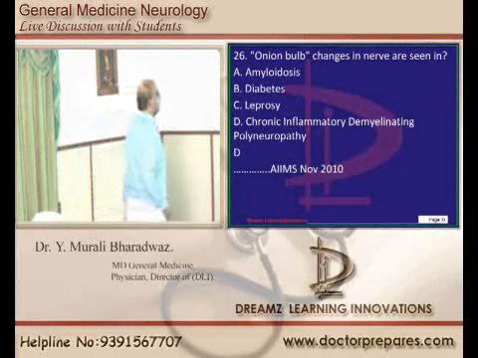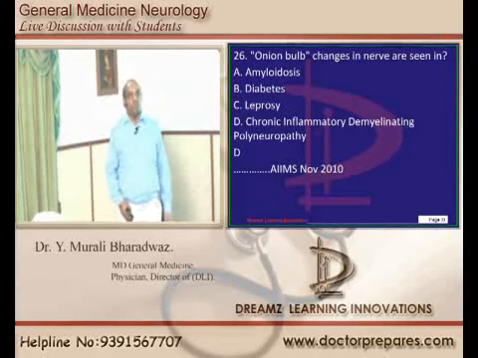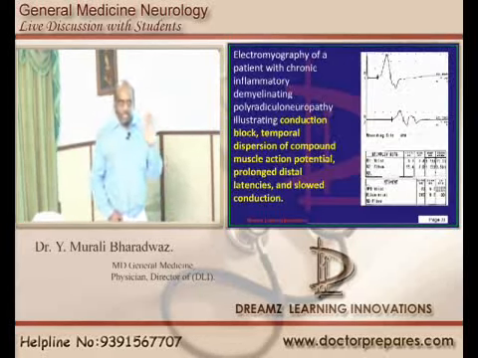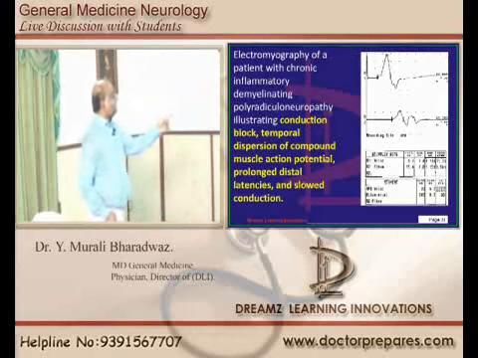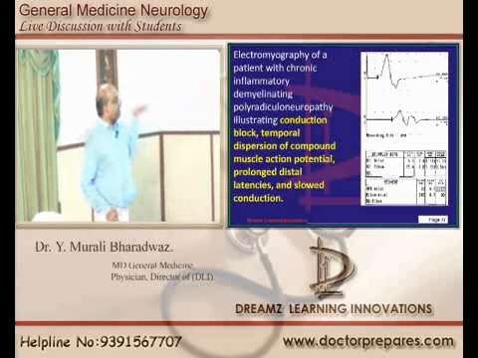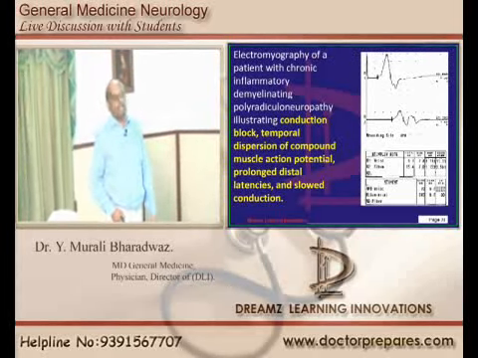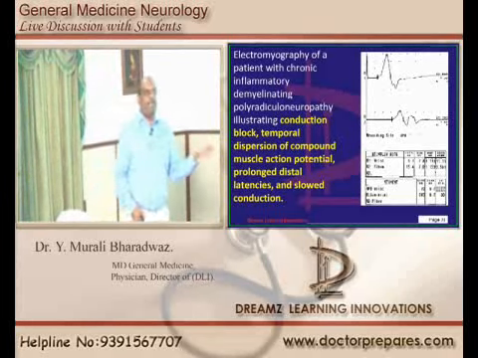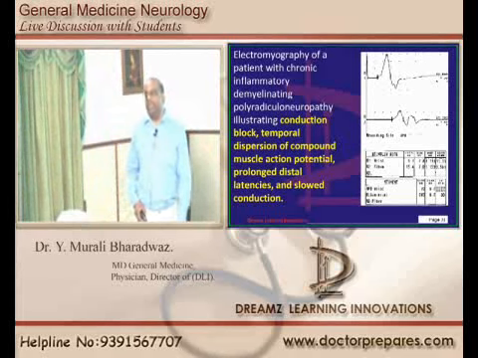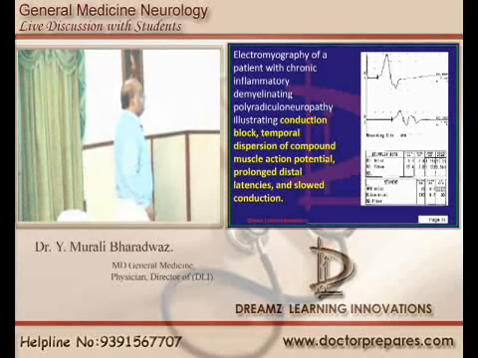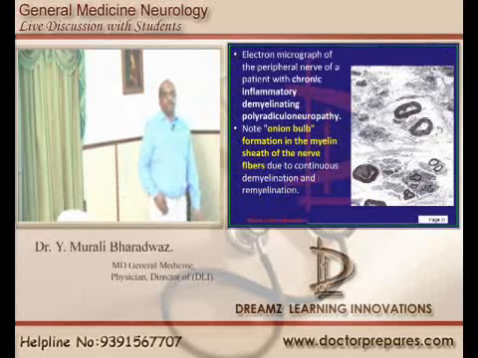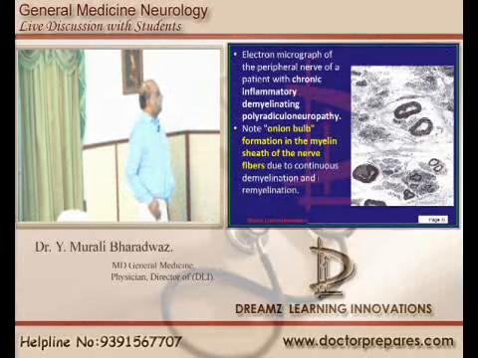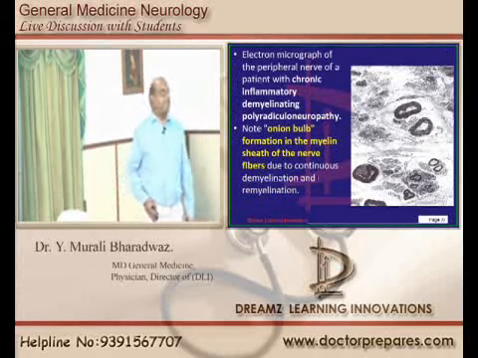Now let us look into it. Typically, if there is a CIDP, there is a conduction block, and if you take the muscle action potential, there is something called a temporal dispersion of the compound muscle action potential, prolonged latency and a slowed conduction. They are all the classical EMG findings in cases of CIDP. If you do electron microscopic evaluation, this kind of onion bulb like formation of the myelin sheath of the nerve fibers is a classical feature.